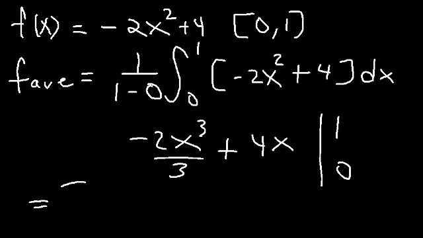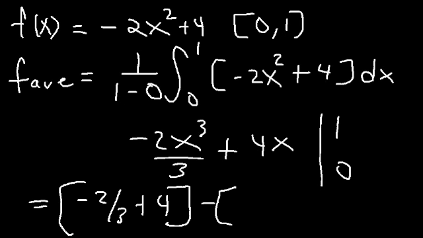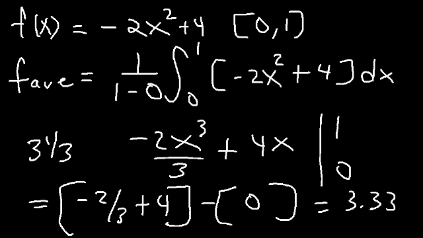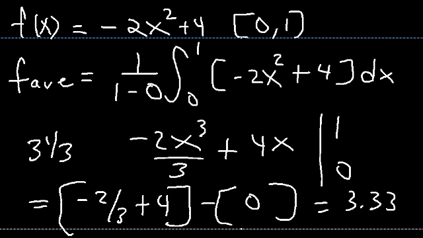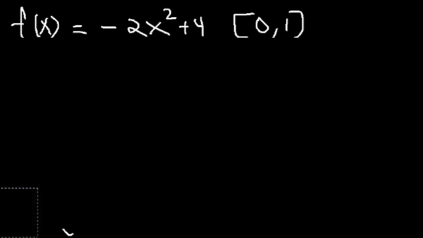So if we plug in 1, it's going to be negative 2/3 plus 4 minus, if you plug in 0, everything is going to be 0. So what's negative 2/3 plus 4? That's going to be 3 and 1/3 as a mixed fraction, which is about 3.33. So that is the average value of the function.